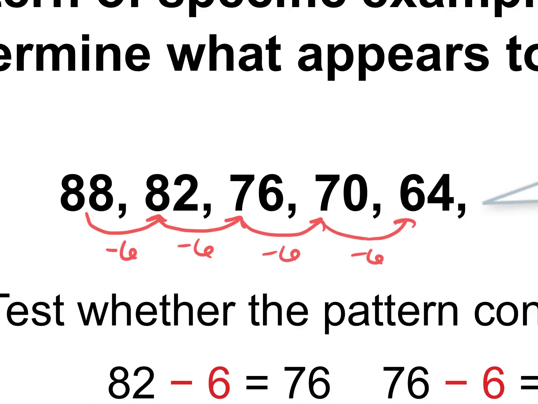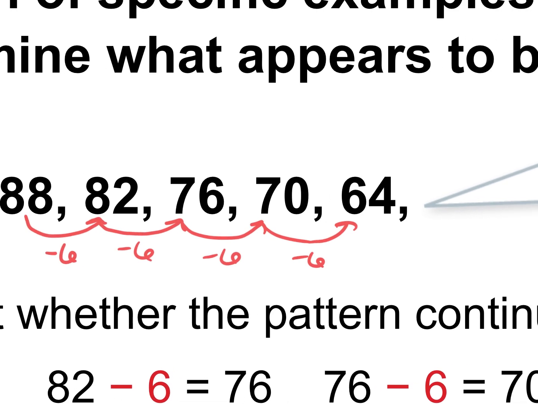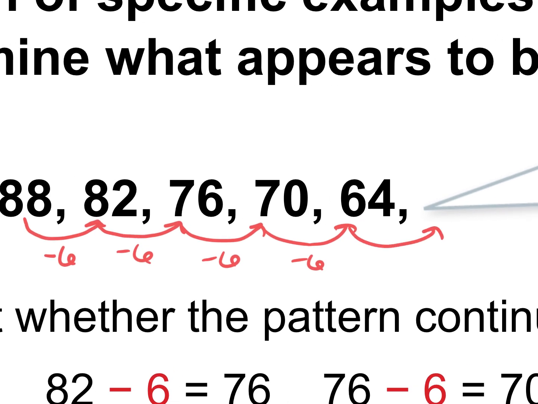Okay, so what would my conjecture be? Subtracting 6. Remember, conjecture means what the rule is. So we are subtracting 6. How would I find my next term? Subtract 6 to get 58. And to get my next term, I would subtract 6 to get 52.